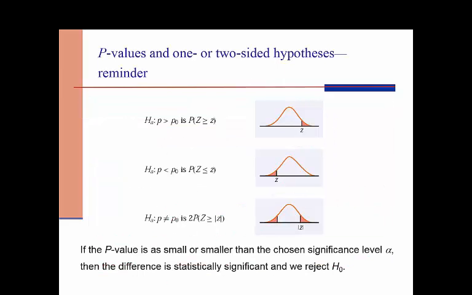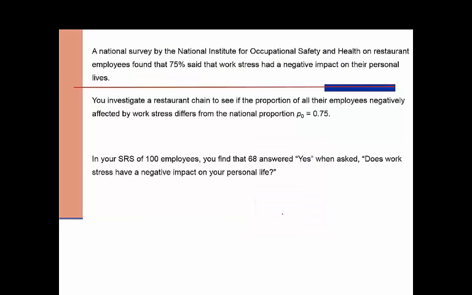And then once you find the z-stat, it's about finding probabilities based on that z-stat, exactly the same way as you did for the previous chapter or section. Okay, so let's look at an example. A national survey by the National Institute of Occupational Safety and Health on restaurant employees found that 75% said that work stress had a negative impact on their personal lives. Investigate a restaurant chain to see if the proportion of all employees negatively affected by work stress differs from the national proportion.